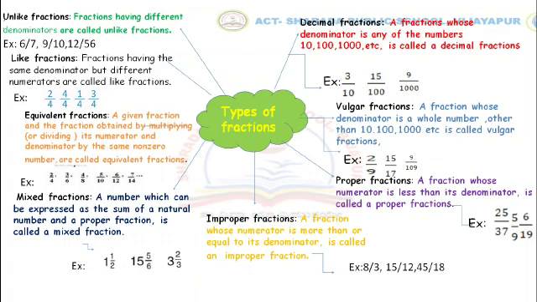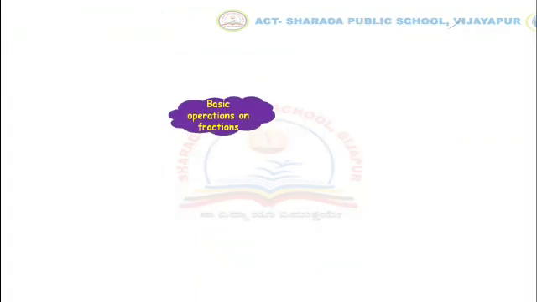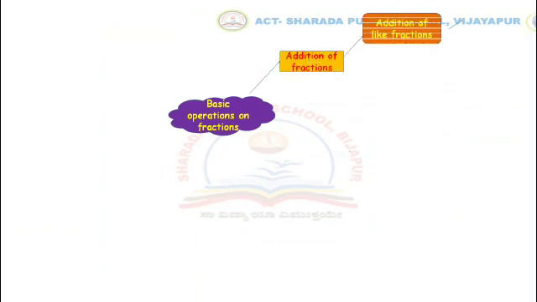We have discussed basic operations on fractions. Addition of fractions. Addition of like fractions. For example, 3 by 7 plus 2 by 7. These two are like fractions. We have to write the common denominator 7 as it is. We have to add the numerators. 3 plus 2 is equal to 5. 5 by 7 is the answer.